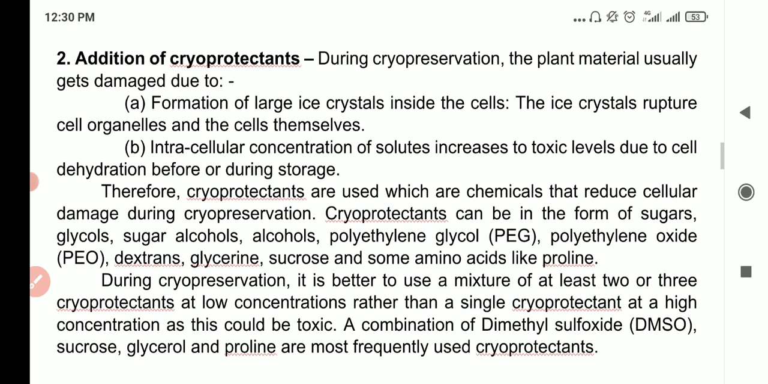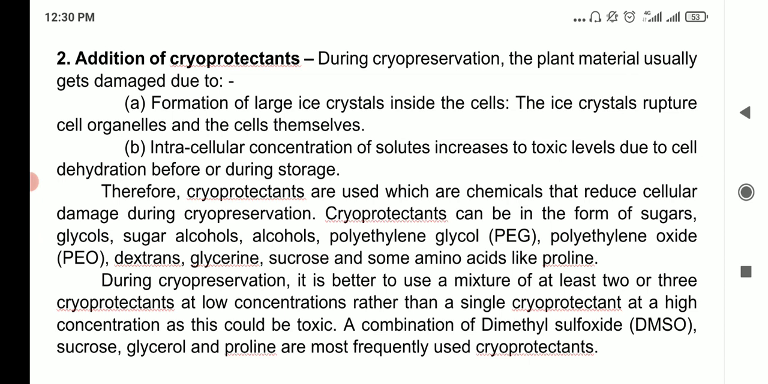Then number 2, you have to add your cryoprotectant, so that you don't damage that cell, you know, because ice crystals, they can damage, no? Hypothermia, you know, cold damage also can happen. So you can add.